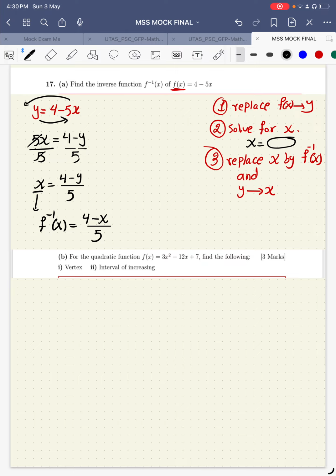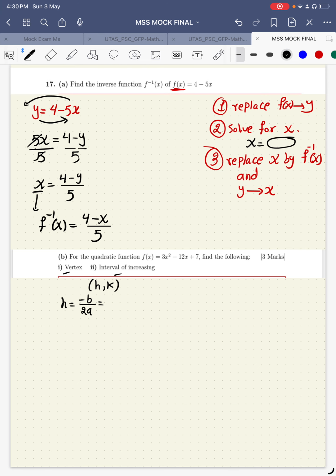Now let's go to question 17 part B. For the quadratic function f of x equal 3x squared minus 12x plus 7, find the following: they want me to find the vertex and the interval of increasing. Remember, you should always know how to find every single component of the quadratic function. So the vertex is what? It is h and k, right? Where h is minus b over 2a.